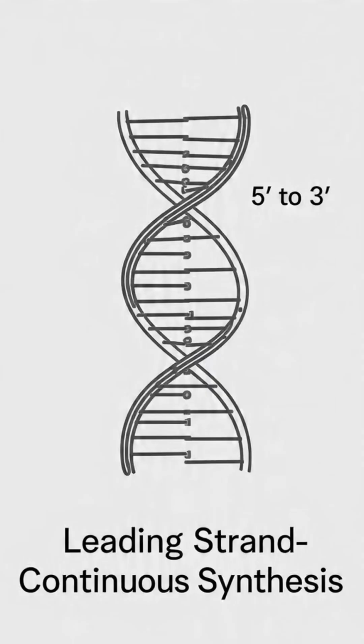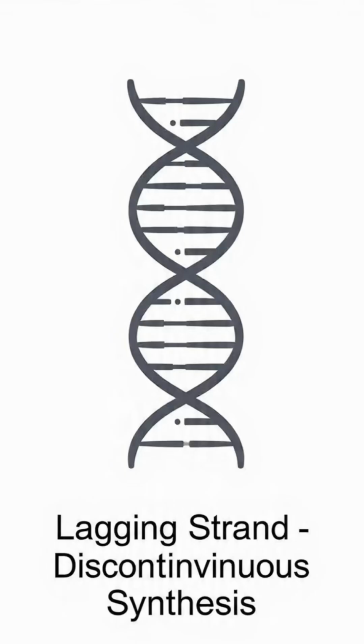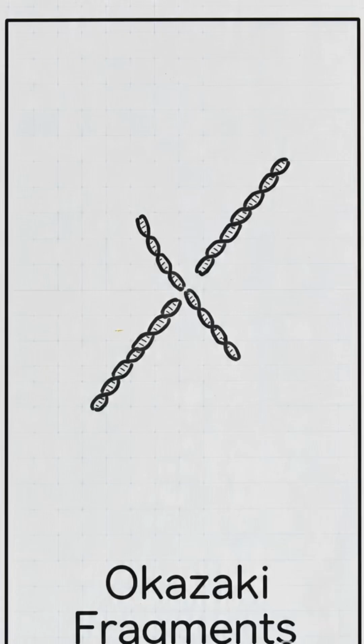Lagging strand and Okazaki fragments. Lagging strand forming in pieces. Unlike the leading strand, the lagging strand grows in short fragments away from the fork. Lagging strand, discontinuous synthesis. Floating DNA fragments. Okazaki fragments are small DNA segments waiting to be joined. Showing them floating makes it easy to visualize.